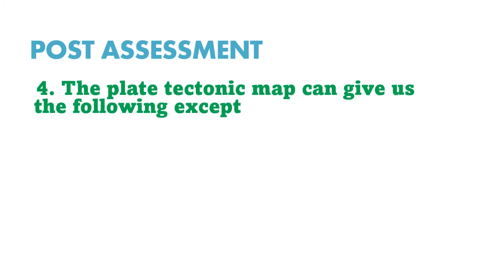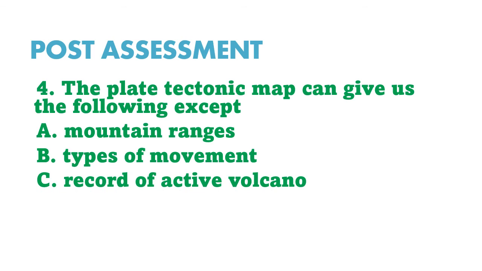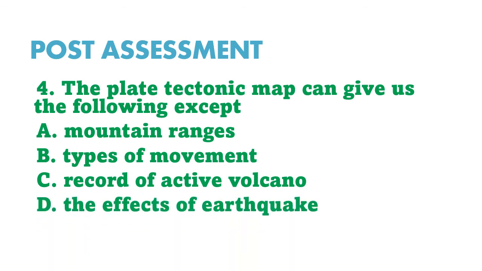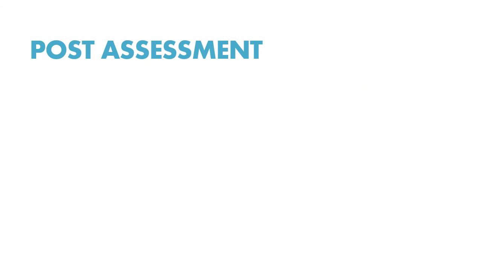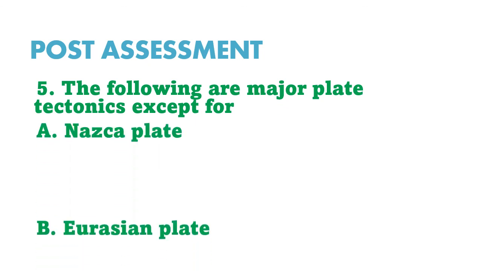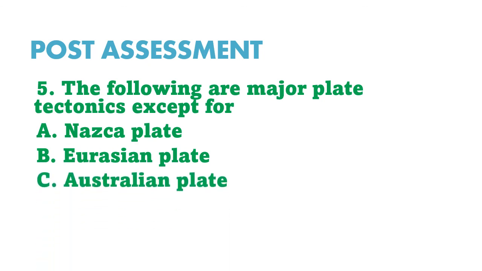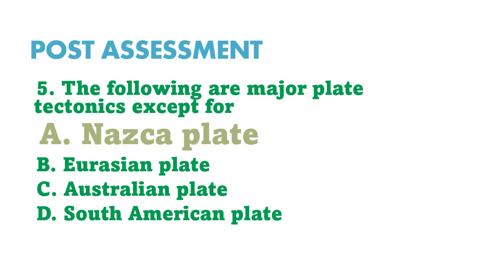Number 4. The plate tectonic map can give us the following except for mountain ranges, type of movement, record of active volcano, the effects of earthquake. The answer is the effects of earthquake. And lastly, number 5. The following are major plate tectonics except for A. Nazca plate, B. Eurasian plate, C. Australian plate, and D. South American plate. The answer is Nazca plate.